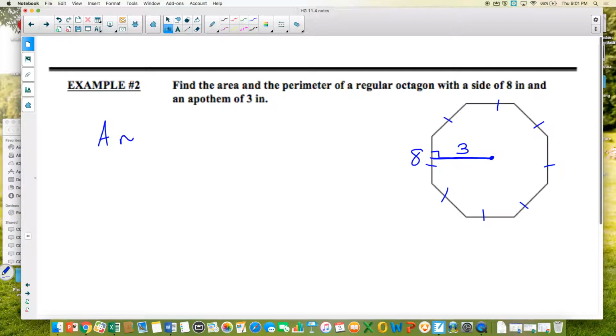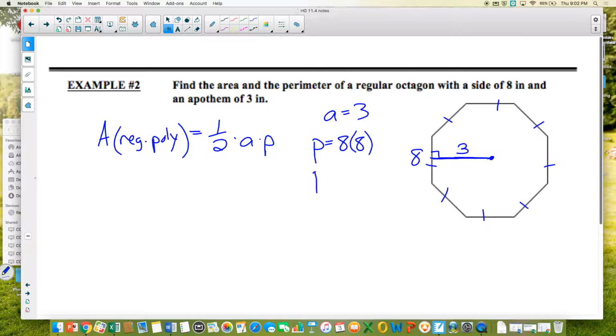So area of a regular polygon, if you recall, is equal to 1/2 times A times P. We know what A is. A is 3. We have to find P, the perimeter. P is equal to 8 times the number of sides. An octagon has 8 sides, so the perimeter is 8 times 8. If you go through and figure that out, 8 times 8, we will get 64. And again, this is in inches. So the perimeter is 64 inches.